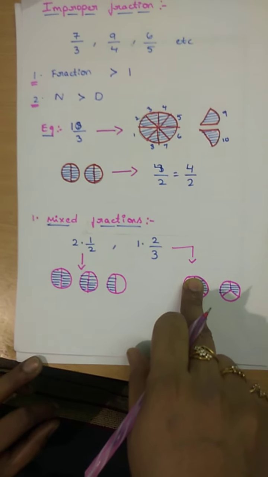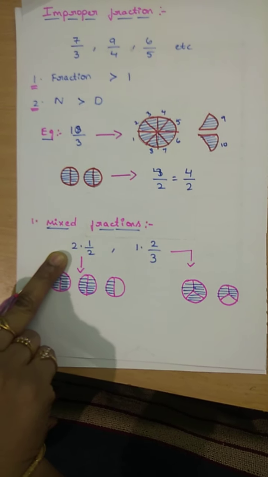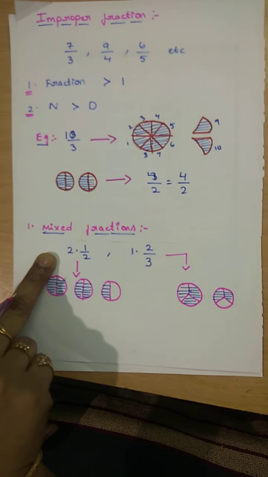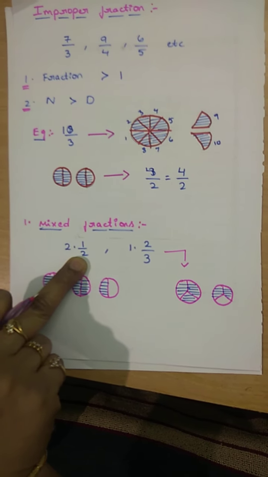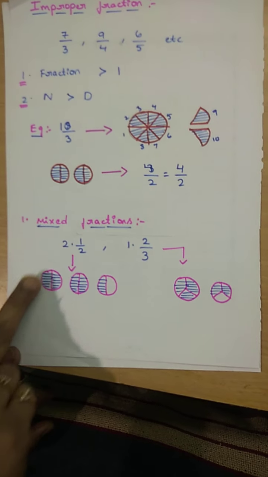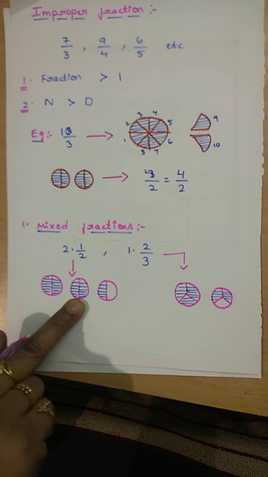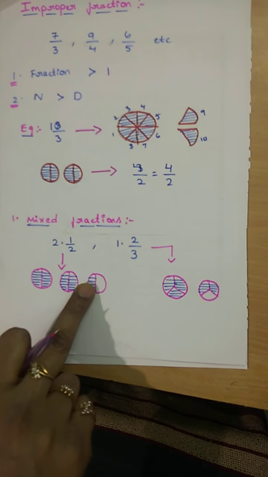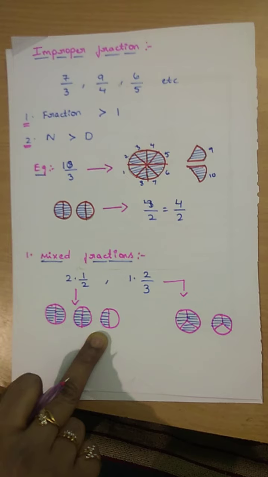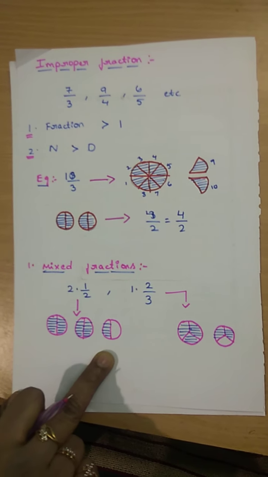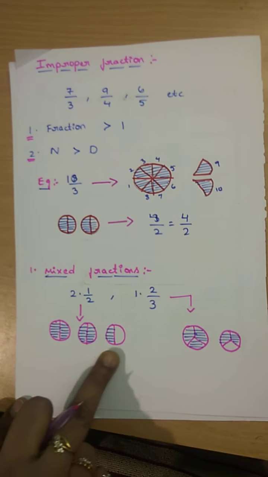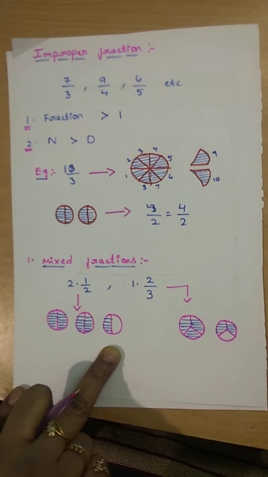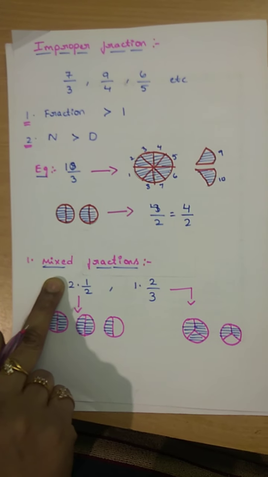Now coming to mixed fractions. A mixed fraction, as the name itself says, is a mixture of an integer and a fraction: integer plus fraction. Here 2 means two whole circles, 1 and 2. After that 1 by 2 means one circle in which the shaded part is half. So this is the diagrammatic representation of the mixed fraction 2 and 1 by 2.